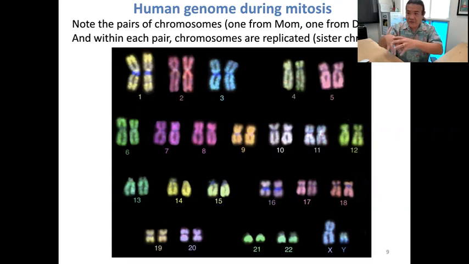So that's why, if you really need to separate things cleanly, like the chromosomes being divided up into 2 daughter cells, it's much more practical to get the chromosomes to condense first.